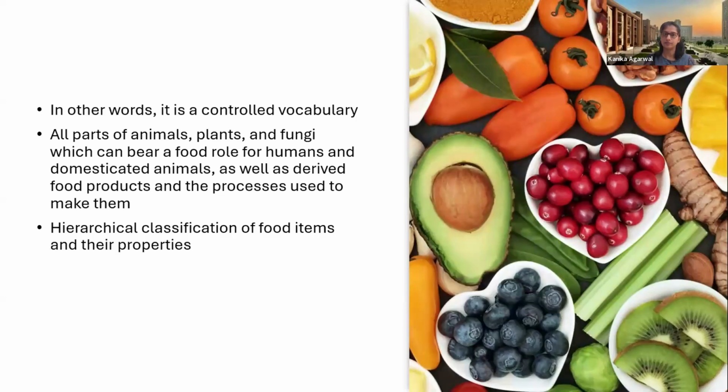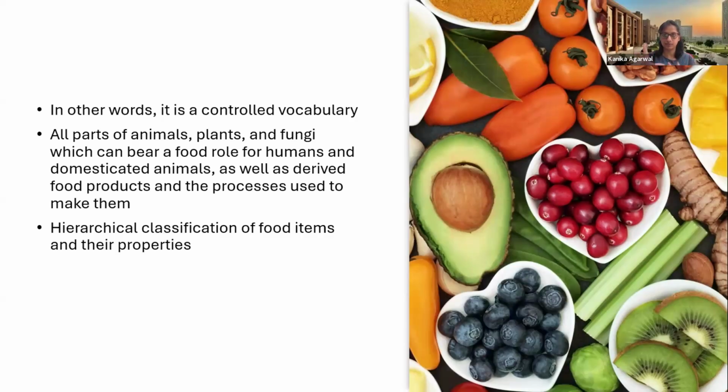So if you're looking at milk, it'll look at pasteurized milk. Is it boiled milk? Is it raw milk? Did it come from goat? Did it come from cow, buffalo? All of these nitty-gritties related to food products are included in food ontology. And lastly, it's a hierarchy. There is a hierarchy of food items and their properties. So it's a highly organized and structured ontology or vocabulary where everything has a place.